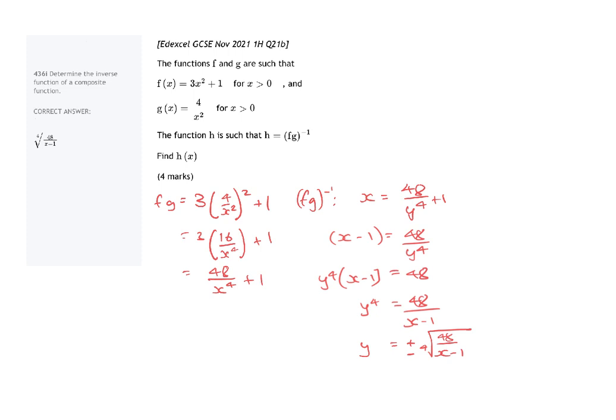So therefore my final answer, to get the final mark, my h of x is going to be equal to just the positive one, so I don't need to write the positive sign, but I just rewrite this root without the plus or minus on, fourth root of 48 over x minus 1, and that will give me full marks.